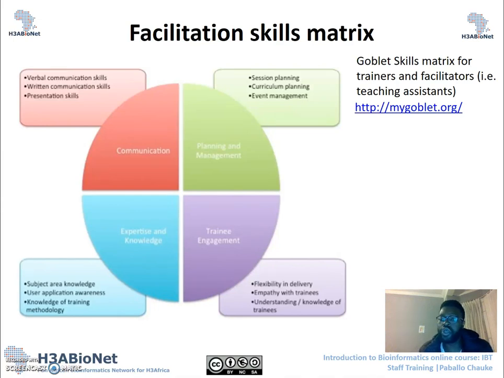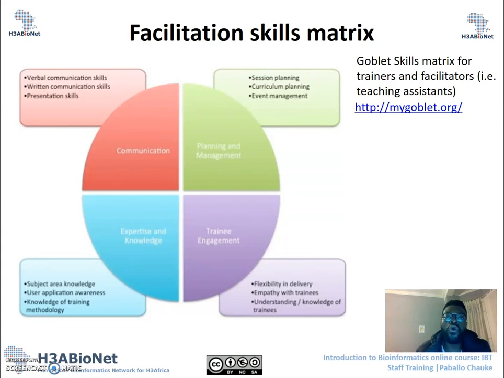So Goblet is also a global big trainer in bioinformatics and different genomics training that they offer. So you can go to their website just to see what they offer. If you want to know more about them, don't do it now, but just at some point in your own time, you can Google Goblet.